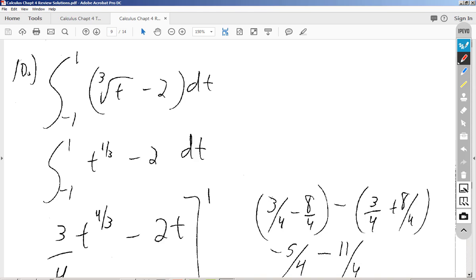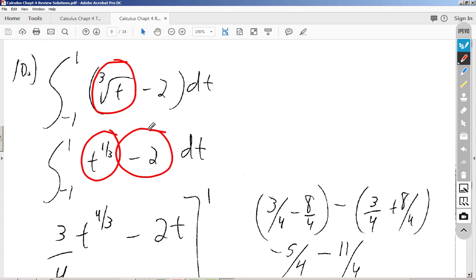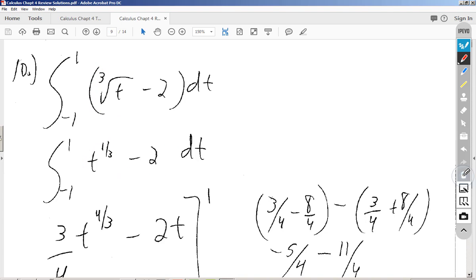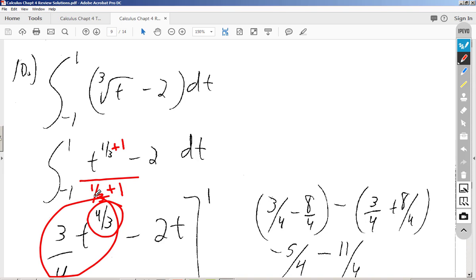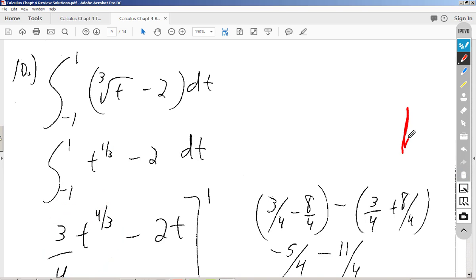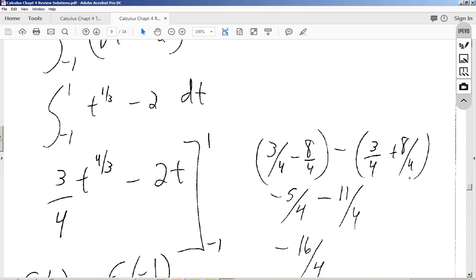So I'm going to rewrite this. So remember, the cube root becomes a 1/3 power, and I still have my minus 2. So now to solve this, remember we're going to take the 1/3 plus 1 all over 1/3 plus 1. So 1/3 plus 1 is going to be 4/3. And that's going to be all over 4/3, which flips and becomes 3/4. So I got 3/4 t to the 4/3 minus 2t. Let me scroll that up a little bit so you can see it a little bit better.